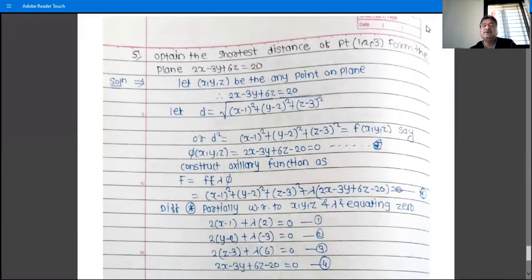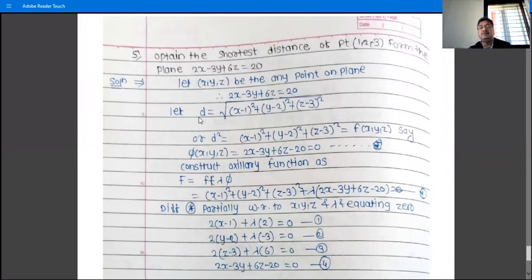This is the distance of this point from the point (x, y, z) which lies on the plane. And we have to keep this d minimum, the shortest. That is, we have to find the shortest distance of the point from the plane, that is, the perpendicular distance of this point from this plane. Perpendicular distance of the point from the plane means the shortest distance.